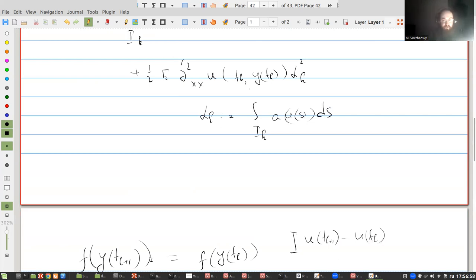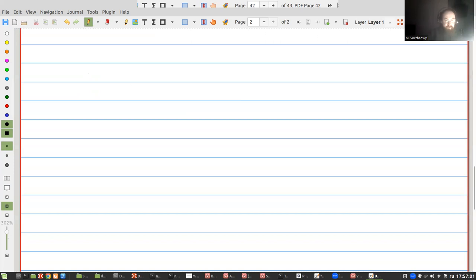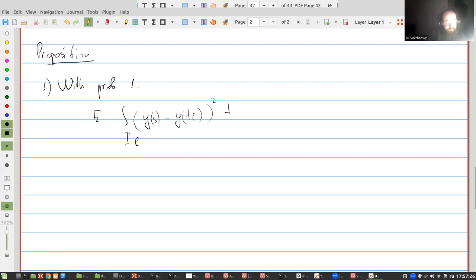And I want just to show one proposition that says that we don't really need this. So the first, with probability one, the integral of ys minus ytk squared ds over ftk, where ftk is a filtration of the flow, is 1 over 2n squared sigma squared tk plus something smaller, really small.